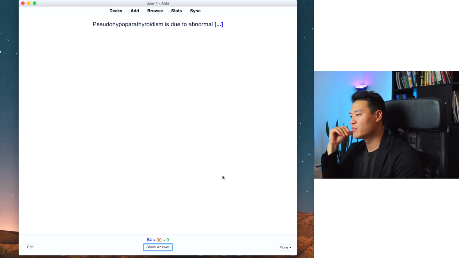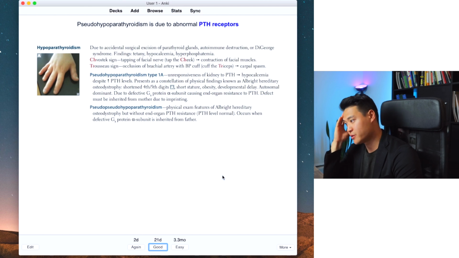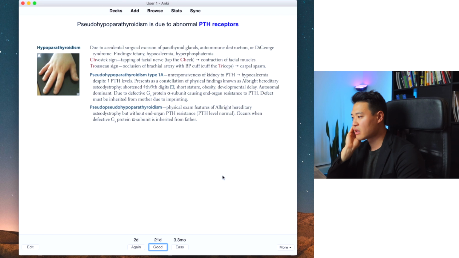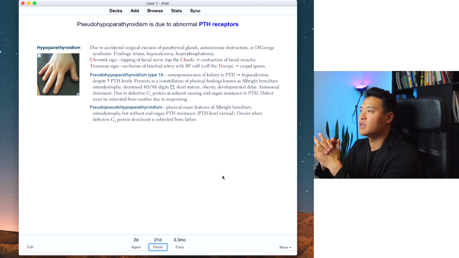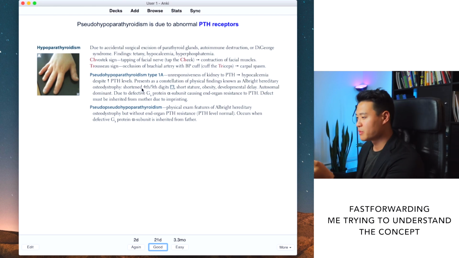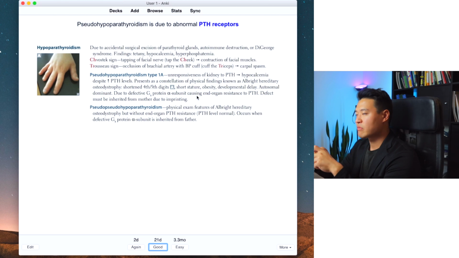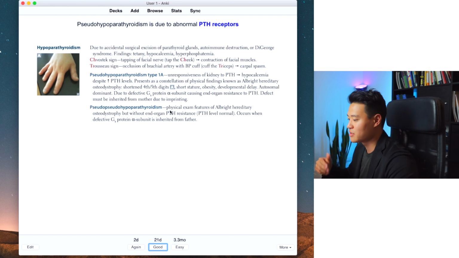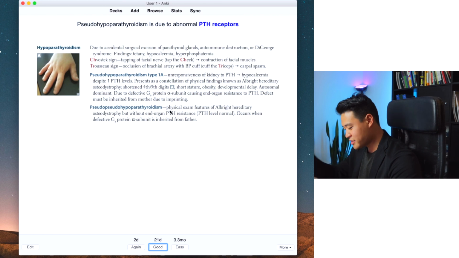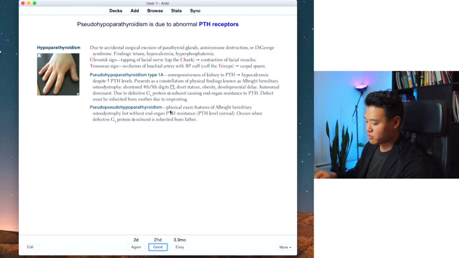Pseudohypoparathyroidism is due to abnormal, some calcium sensing receptor in the kidneys. Oh, abnormal parathyroid hormone receptors. So the kidneys are unresponsive to parathyroid hormone, causing hypocalcemia despite high parathyroid hormone levels. Okay, so I'm trying to remember what pseudohypoparathyroidism is, and it is when there's a lot of parathyroid hormone, but it's pseudo-hypo because it's fake that it's hypo, because there is actually a lot of parathyroid hormone. Now that I kind of implanted that in my mind, I can understand it. Now it's just a matter of remembering it. I got this question wrong, so I'm gonna press again.